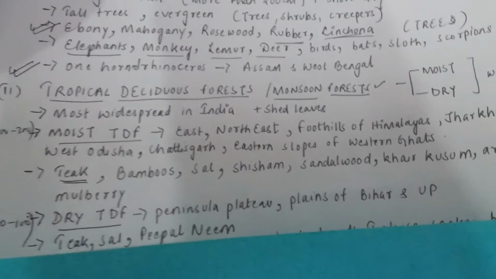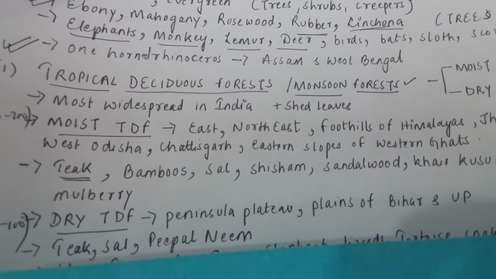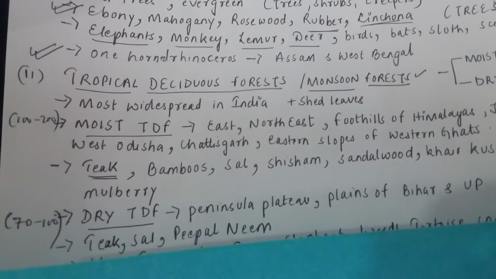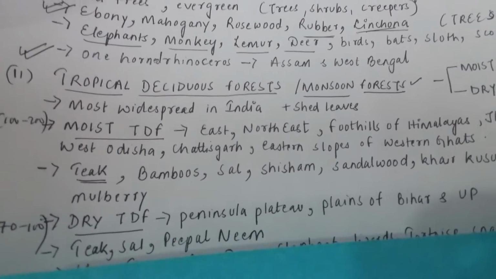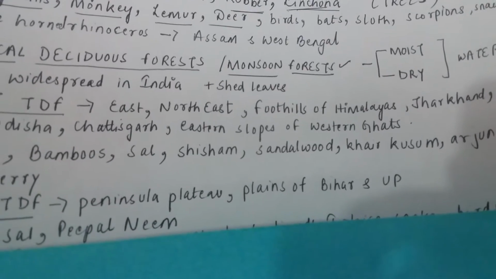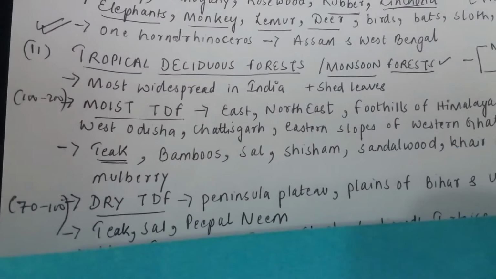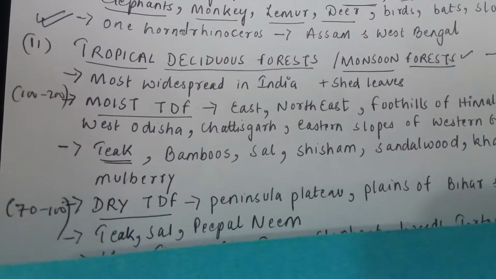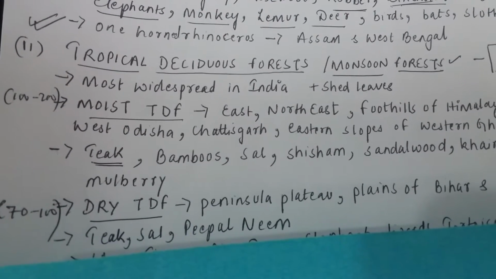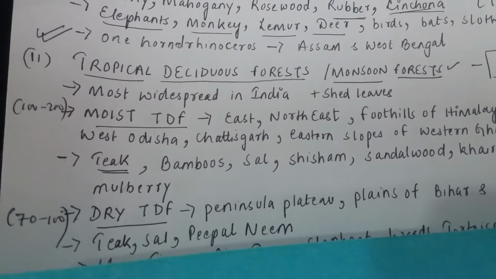Now let's see tropical deciduous forest. It is also known as monsoon forest, and it is most widespread in India. So if it is asked which type of forest is mostly found in India, it is tropical deciduous forest. They can be moist or dry depending on the amount of rainfall they receive. If the amount of rainfall is above 100 centimeters and below 200 centimeters, it is called moist tropical deciduous forest. TDF is tropical deciduous forest.